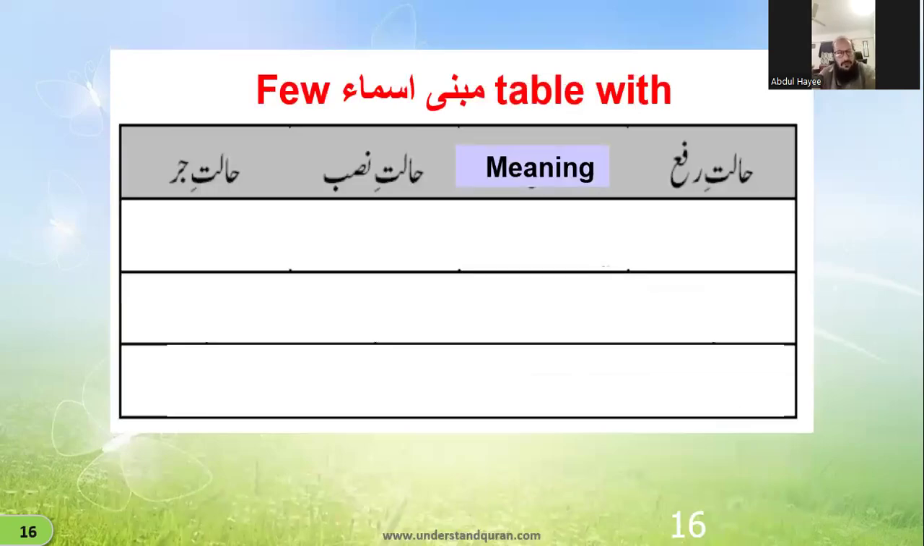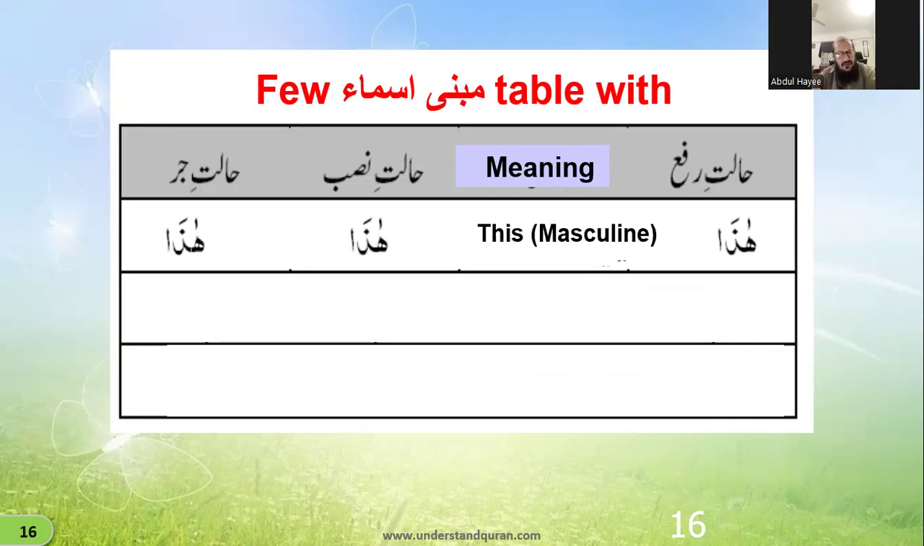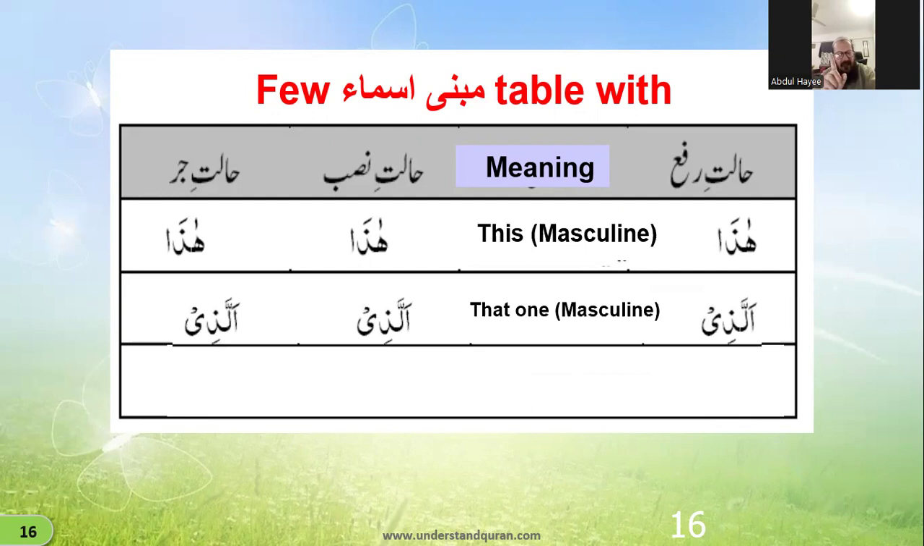And what about the mabni ism, which has the three states the same? Haza, haza, haza. Allazi, Allazi, Allazi. Tilka, Tilka, Tilka.